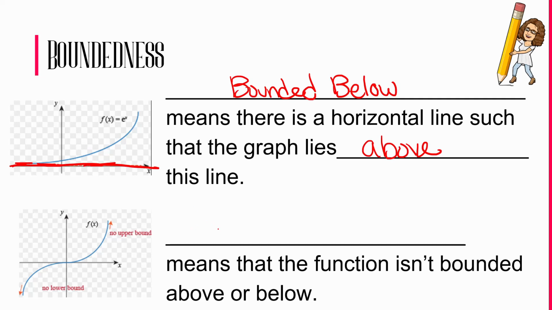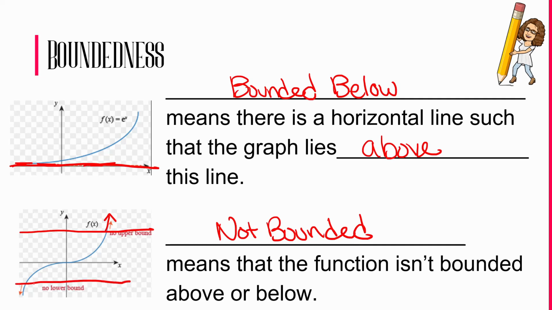Then what we have is something that is not bounded. That is a graph that if I draw a line right here, notice the graph's going through it, right? It crossed over it. I cannot draw a line above the graph that the graph will never get to. And then I can't draw a line below either because that is going to continually go below as well. It can never get to there as well.